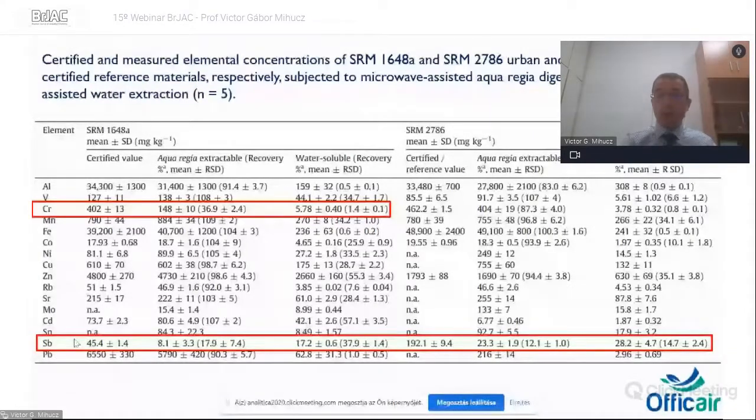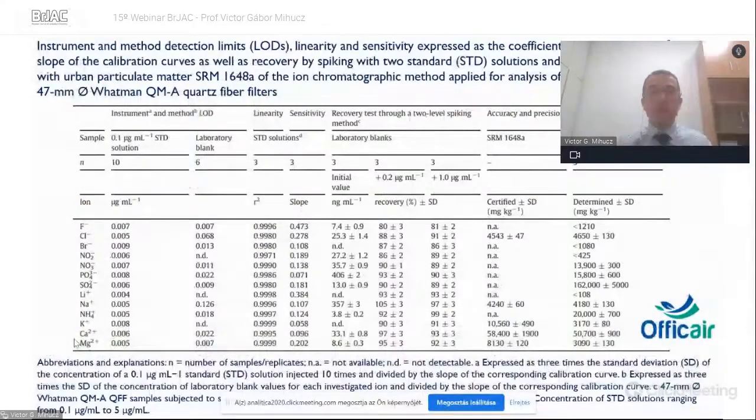In terms of the inorganic ions, I think that we could get very good instrumental and method detection limits, good linearity, sensitivity, and we tried also to spike the sample with two concentration levels. Like in the case of the elements, when I told you about the loss, it was checked also by spiking, but no problem.